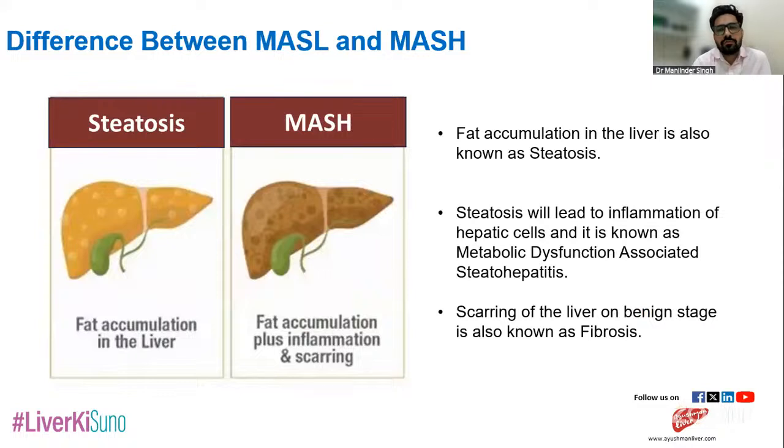The difference between fatty liver and MASH: fatty liver, steatotic liver disease, is simply accumulation of fat in the liver. For MASH, there is inflammation and fibrosis going on, which is an additional stage for patients of fatty liver. Steatosis will lead to inflammation of the hepatic cells, and it is known as metabolic dysfunction associated steatohepatitis. Scarring of the liver at a benign stage is known as fibrosis.